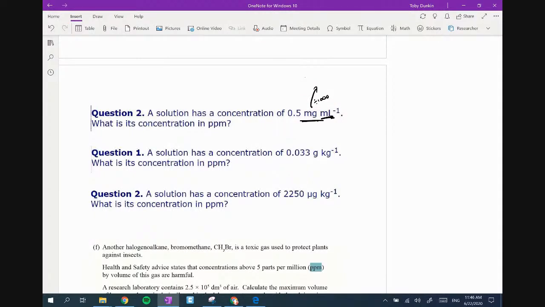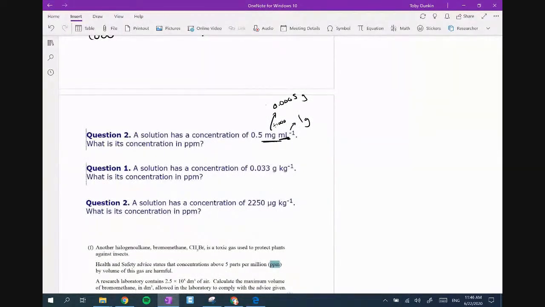That's 0.0005 grams. A milliliter is 1 gram, since 1 centimeter cubed is equal to 1 gram. So it's 0.0005 over 1 times a million. Divided by 1 is the same number, times 10 to the 6, gives me 500. It's 500 parts per million. Tick it if you got it.